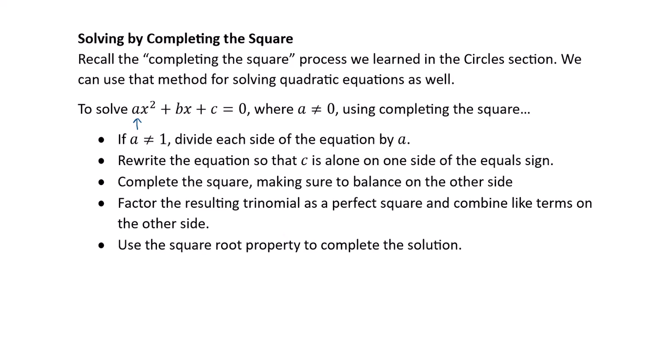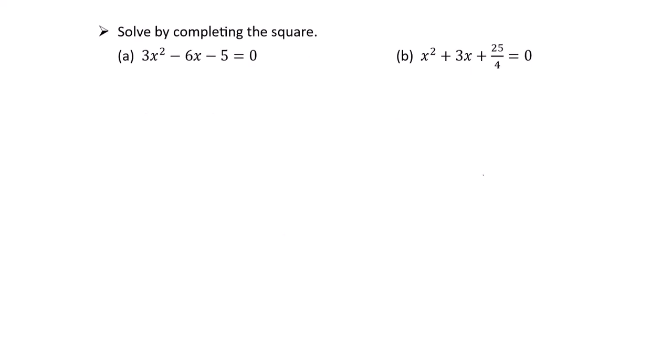Then we'll rewrite the equation so that c is alone on one side of the equal sign. Complete the square, making sure to balance on the other side. We'll factor the resulting trinomial as a perfect square and combine like terms on the other side. Then we'll use the square root property to complete the solution.